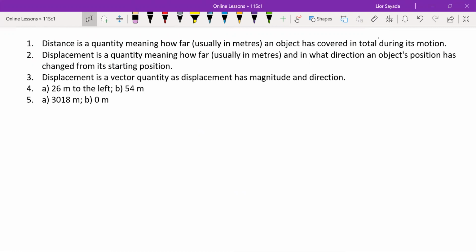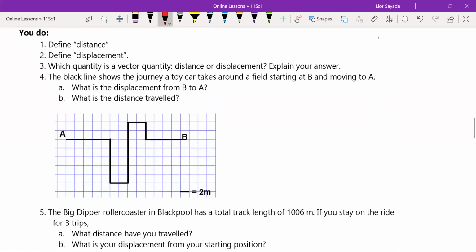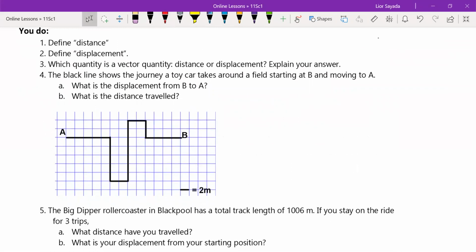I would just like to go through questions 4 and 5 in a bit more detail to make sure you fully understand. So for question 4A, what is the displacement from B to A? So that means if you started at B and you finished at A, how far are you from where you started? So I'd like you to please count the squares directly from B to A. So not the whole black path, just if you go on a direct line from B to A, I'd like you to count the squares and say the number to the screen.